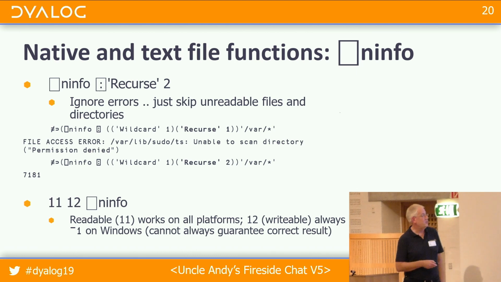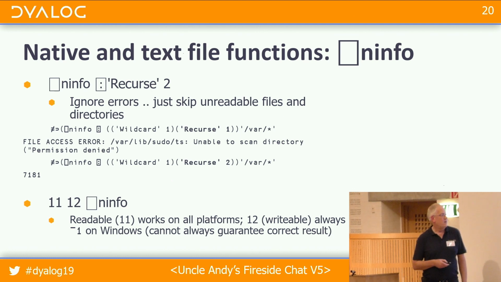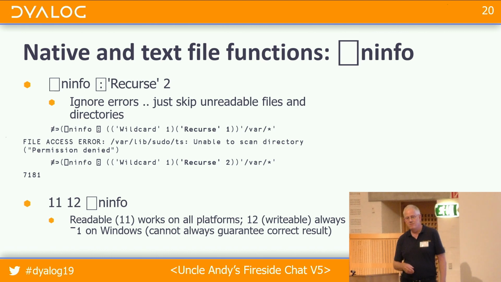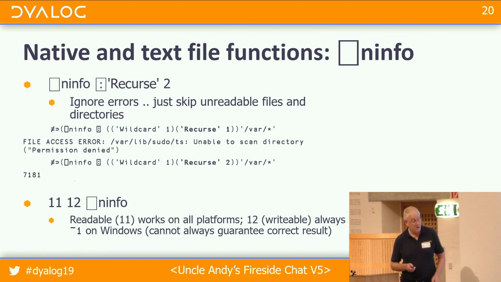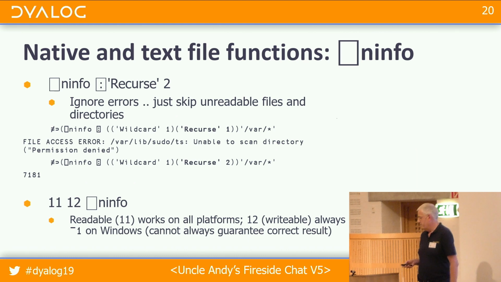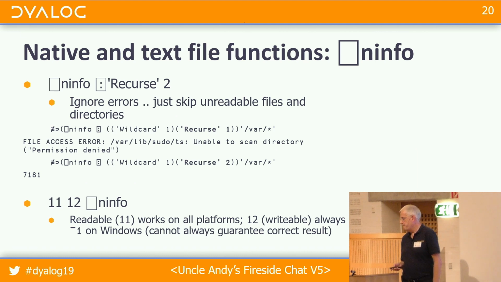It now truly tells you whether the current name is readable or not. Quad NINFO always still returns -1 on Windows because there are different security models on Windows, and we can't be certain that if we say it's writable, that it truly is. So we still return -1, but it does tell you the correct result on other platforms.